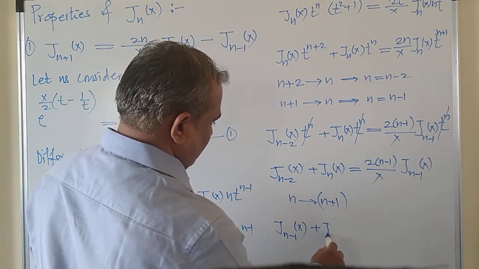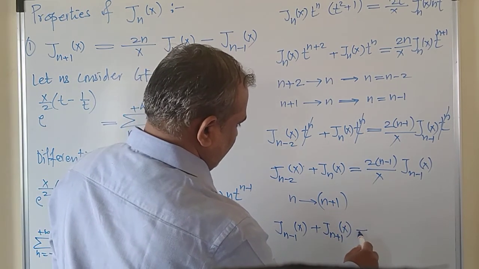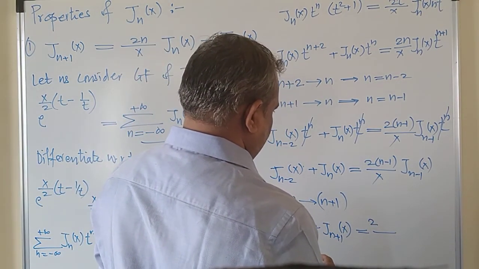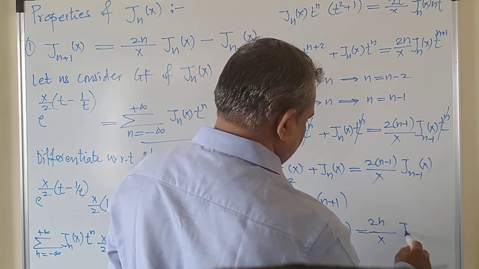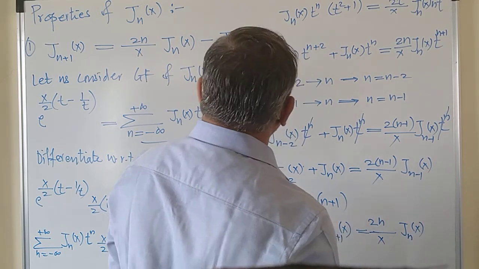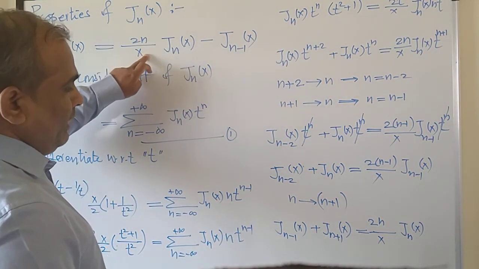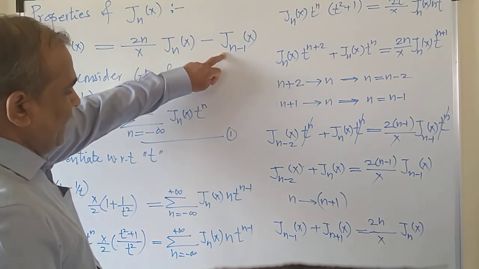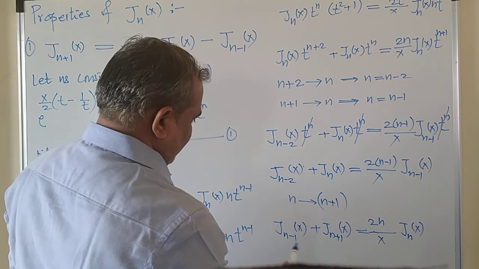plus J n plus 1 of x, and this is equal to 2 times n plus 1 minus 1, so 2n by x into J n of x. Now let us check. Here is the J n of x and its coefficient is 2n by x, that is okay. And you are having J n minus 1 of x, negative. If you shift this to the other side, we'll get this, and J n plus 1, that's okay. So we got this property.